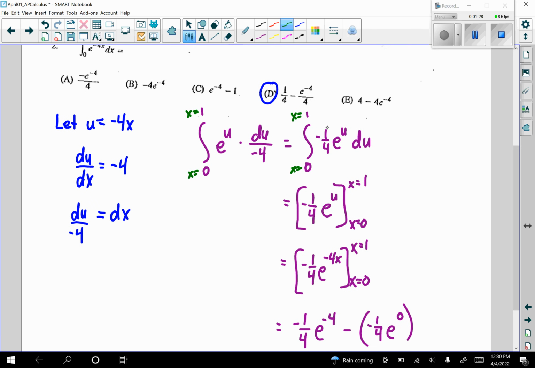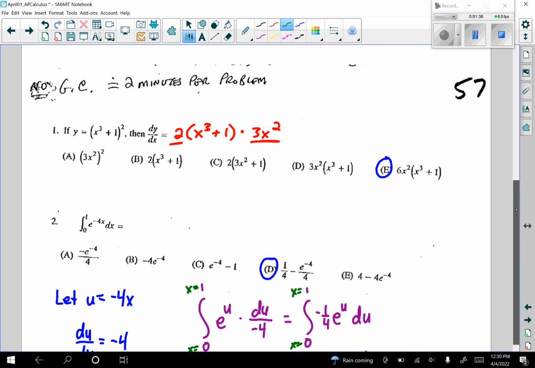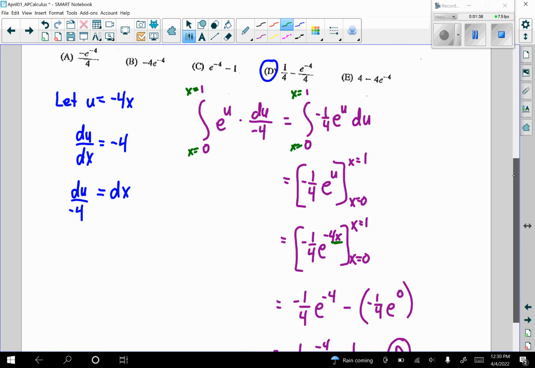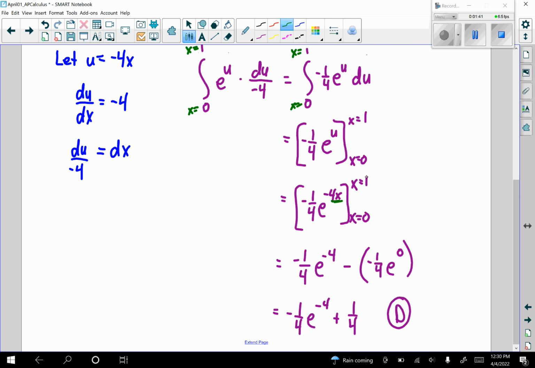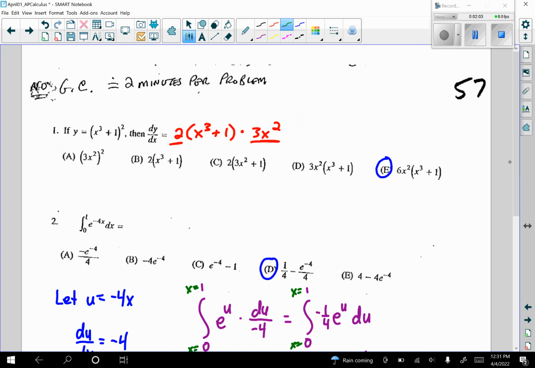So then when we go to take the antiderivative, this now just stays the same. And then I'm going to put the negative 4x back in for u, and then continue to simplify here. So I'm going to put the 1 in first, so it becomes negative 1/4 times e to the negative 4th minus negative 1/4 times e to the 0. E to the 0 is just 1, so this becomes a plus 1/4 here. So we get negative 1/4 e to the negative 4th plus 1/4. And they just switch that around for d here.